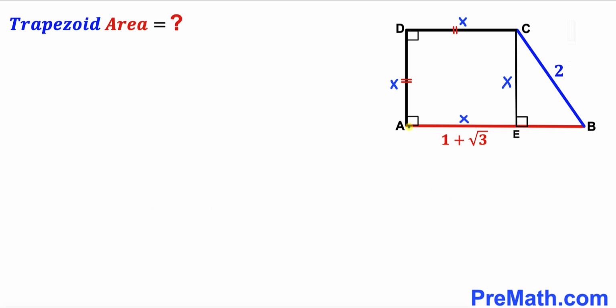Now let's make an observation. We can see that this whole length AB is 1 plus square root of 3, and this AE length is x. Therefore, this remaining segment EB length is going to be 1 plus square root of 3 minus x.